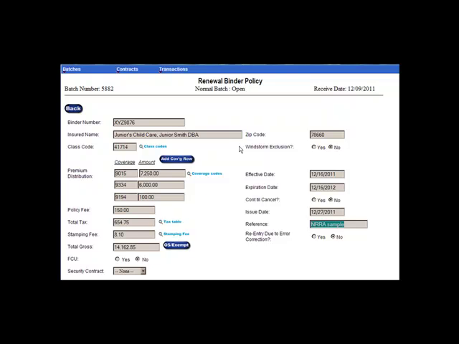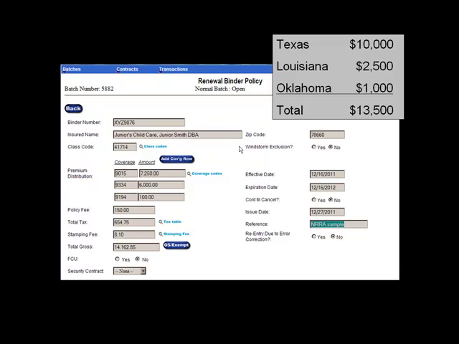But the first determination you should make when entering policies effective on or after 7/21 is, is Texas really the home state? In my example, I have a binder with $13,500 in premium, $10,000 for Texas exposure, $2,500 for Louisiana, and $1,000 for Oklahoma. Because Texas is the home state, the entire premium is taxable as Texas. So we'll enter the $13,500 with the coverage code or codes. Then you must also enter the amount of non-Texas premium, called the Breakdown of States Summary.